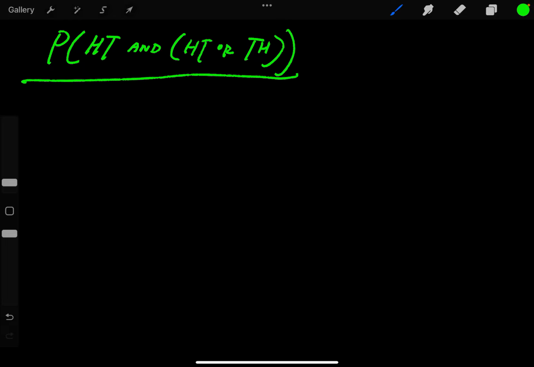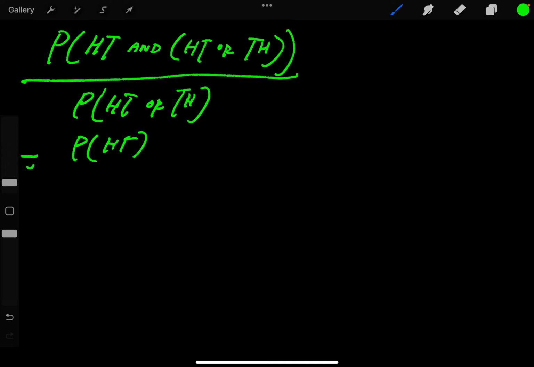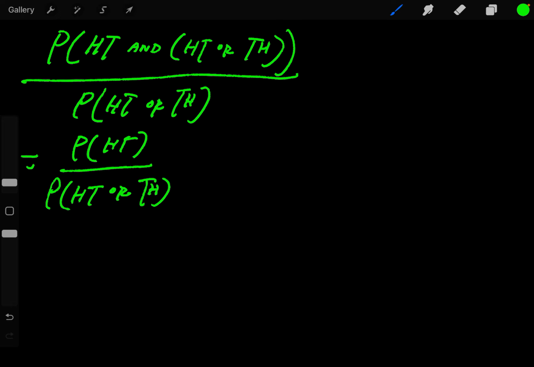So make sure that I'm doing this right. The probability of a heads tails and a heads tails or a tails heads, over the probability of a heads tails or a tails heads, we should see is just the probability of a heads tails on the top over the probability of a heads tails or a tails heads. Now, the next thing that you want to do is this denominator.